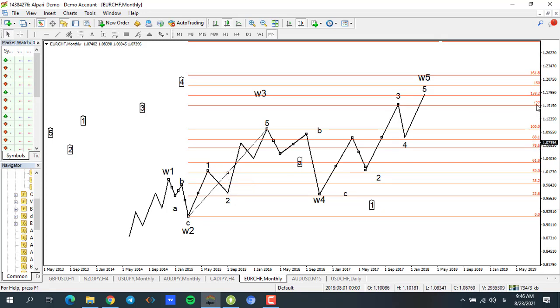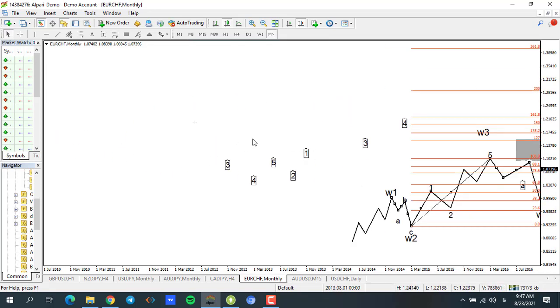And 100 to 127%, this area should be our target for our fifth wave. As I said, our fifth wave is shortened. Here is a terminal pattern.